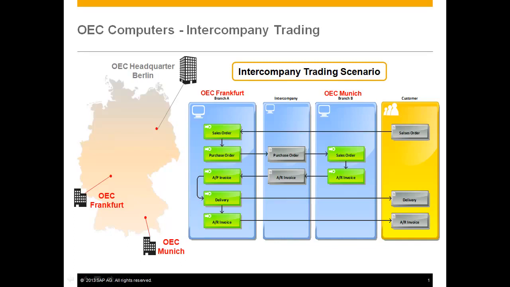Jason is able to review a global stock report and sees that the OEC branch in Munich has enough stock on hand, and in turn triggers an intercompany trade process to purchase the additional stock to fulfill the sales order. Let's see how this process works using intercompany integration for SAP Business One.